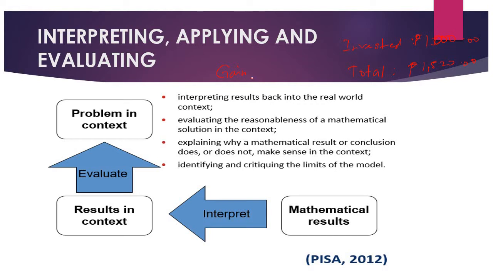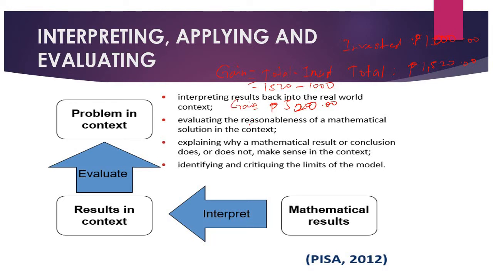So the mathematical problem here is like this. Your gain is equal to the total minus your investment. So we know that the total is 1,520. You subtract it by 1,000. Therefore, you have a total gain of 520 pesos, sorry. So, yan, that is now your gain.